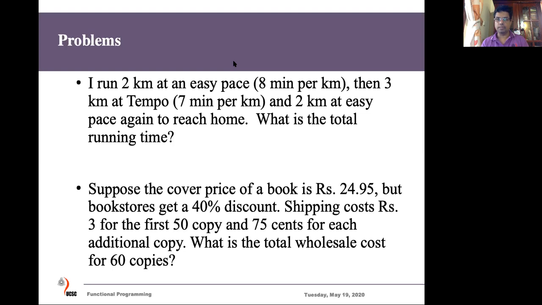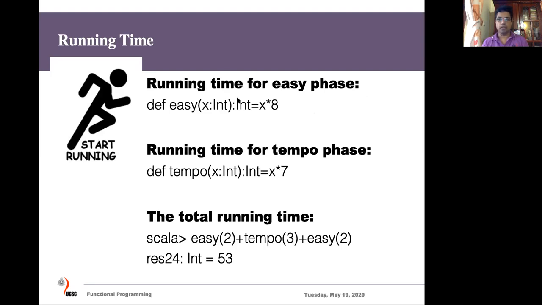If you want to solve these problems using functional programming, we need to break down each problem into small expressions, or what you call a small set of functions. Let's take the first problem. When you read it, we can see two sub-problems. First, I need to calculate the time when I run at easy pace. Then I write another function to calculate the time when I run at tempo pace. So total running time is a function of the easy pace and the tempo pace. We can solve our first problem using a few small functions as follows.